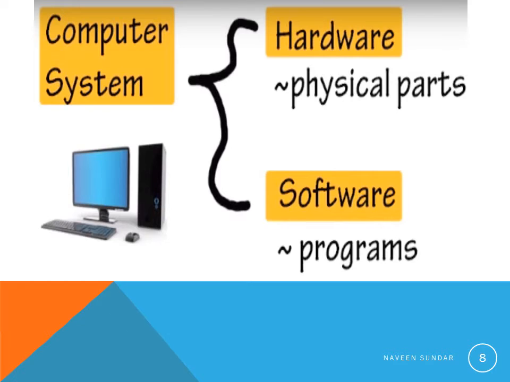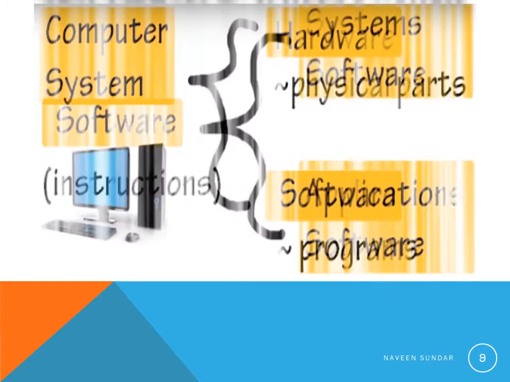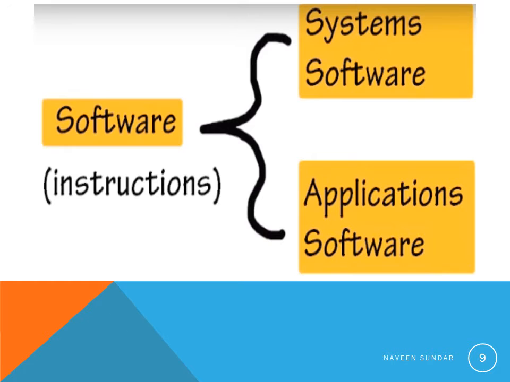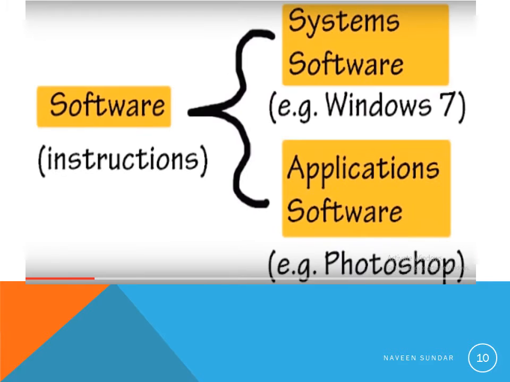An example for hardware is the physical parts of the computer system, and an example for software is the programs. Again, when we categorize software, that is the set of instructions, it can be categorized into system software and application software. An example for system software is the OS, such as Windows 7. And an example for application software is editors, for example Photoshop.